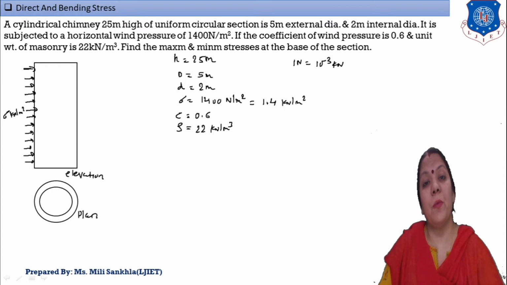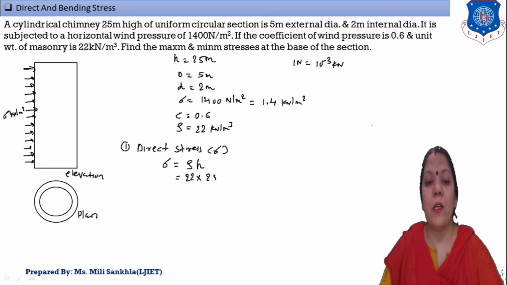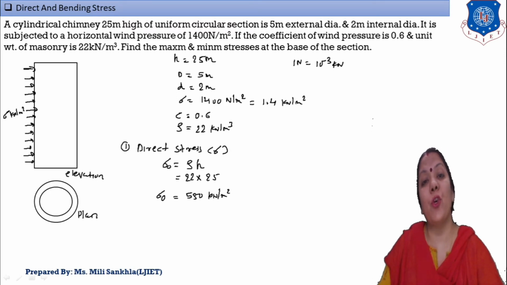Now the first step for the chimney is to find the direct stress. The notation of direct stress is sigma 0, and sigma 0 is equal to density into height. The density is 22 and the height of the chimney is given in the data as 25. So sigma 0 is equal to 550 kilonewton per meter square. This is the direct stress of the given chimney.